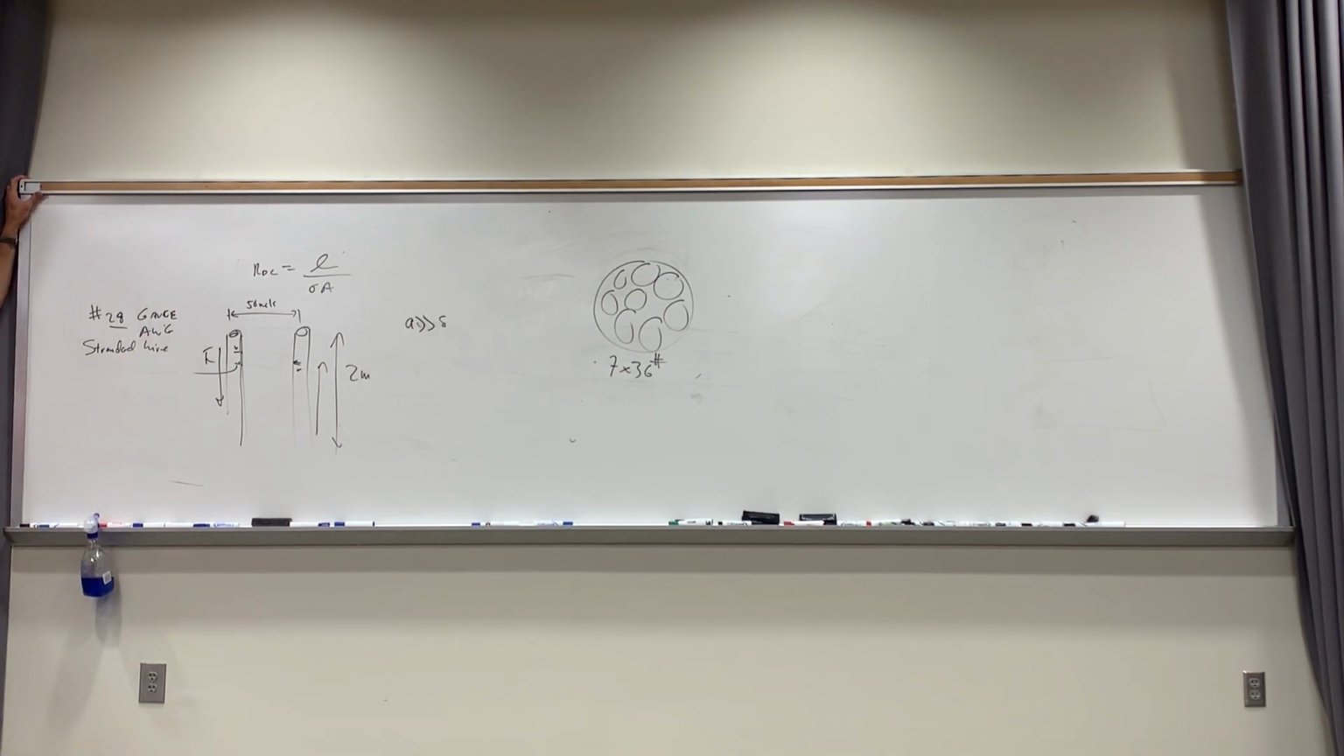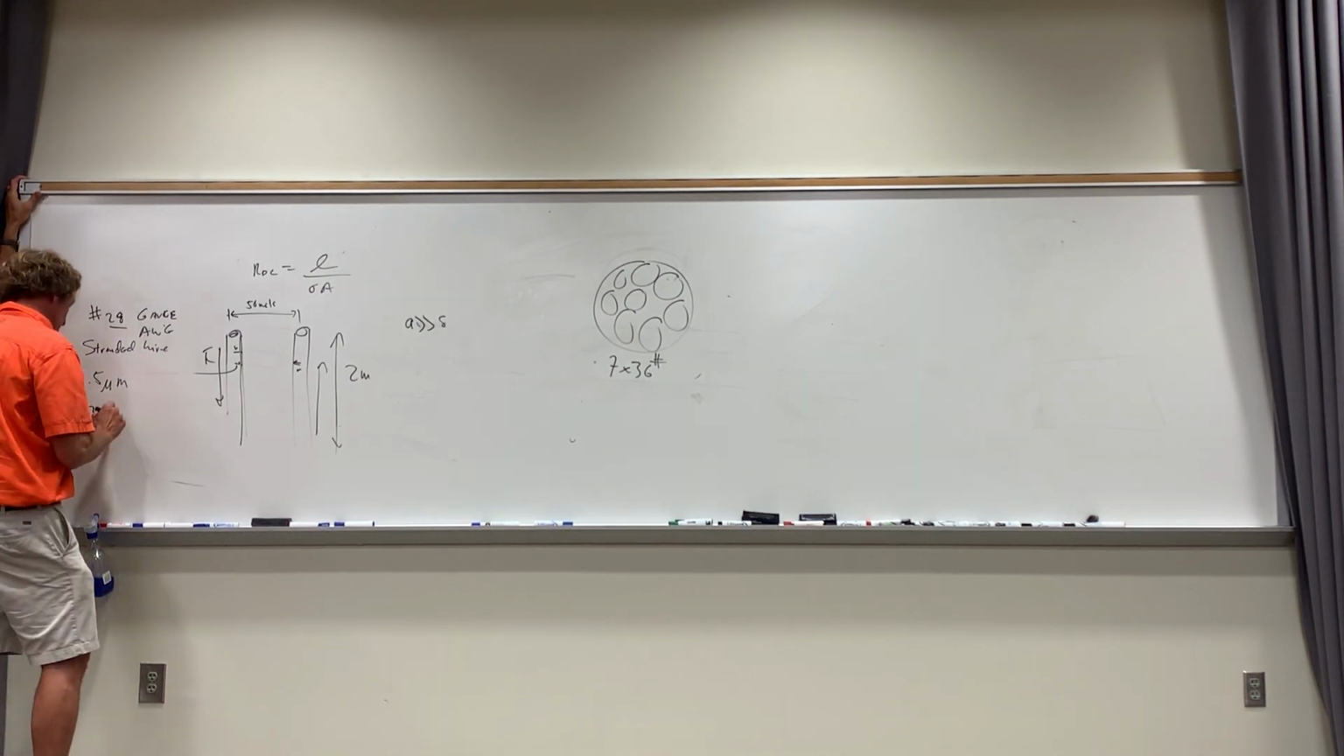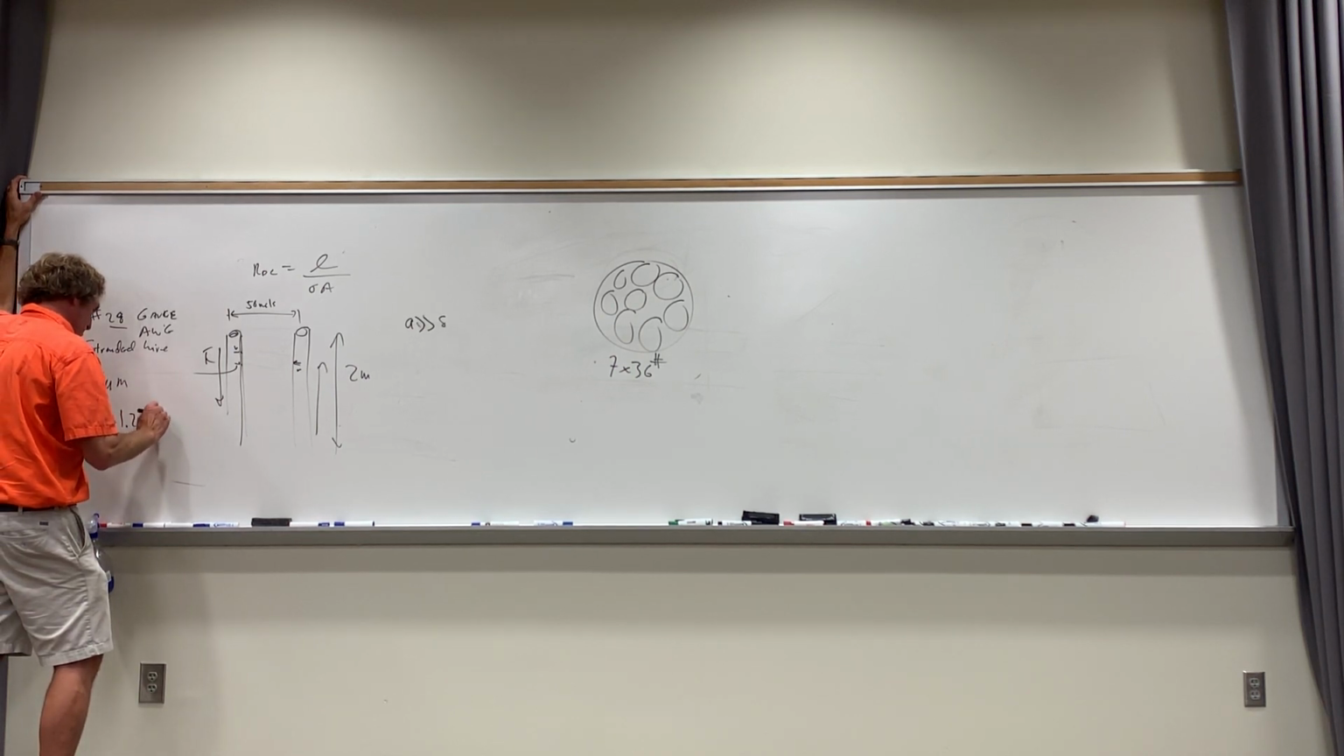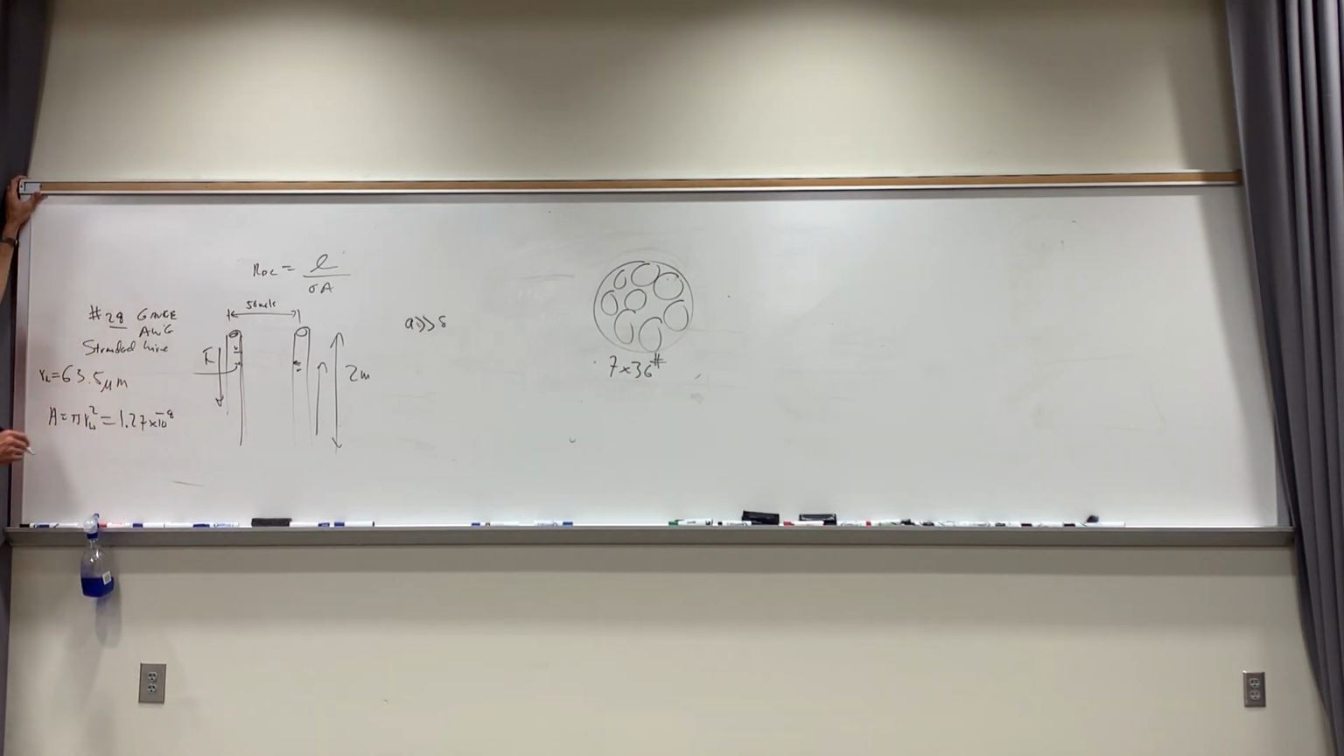Did you say you want the diameter or the radius? 36 gauge wire. The diameter is, or radius would be, 63.5 micrometers is the radius. Now the area, which is pi times r_w squared. What do you get for that? 1.27 times 10 to the minus 8. Is that right, class? Yeah. All right, that's meters squared.